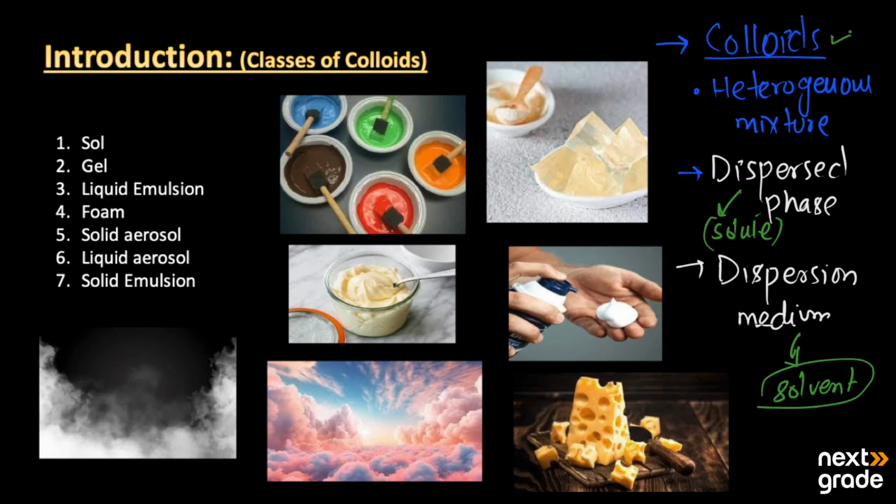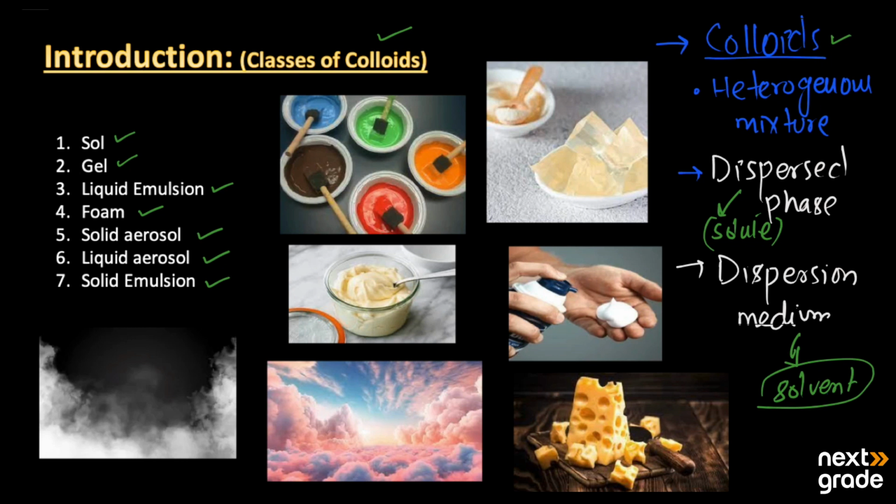Now the colloids have been divided into different classes. Number one is sol, second is gel, third is liquid emulsion, fourth is foam, fifth is solid aerosol, then liquid aerosol and solid emulsions. All these are classes of colloids, and we use them in our daily life, but we don't know that these are really colloids.